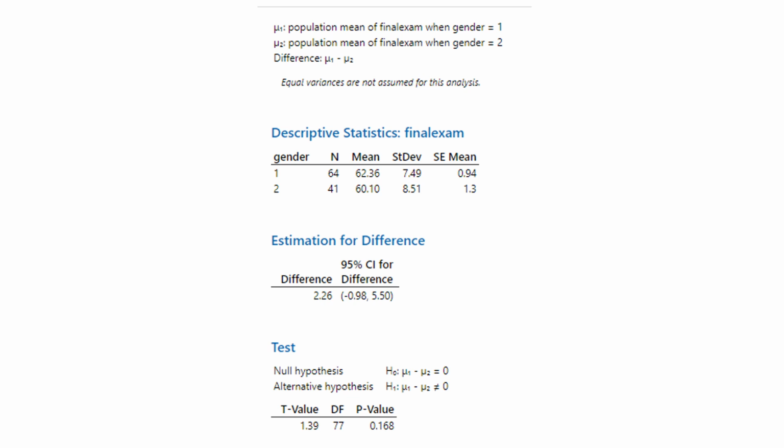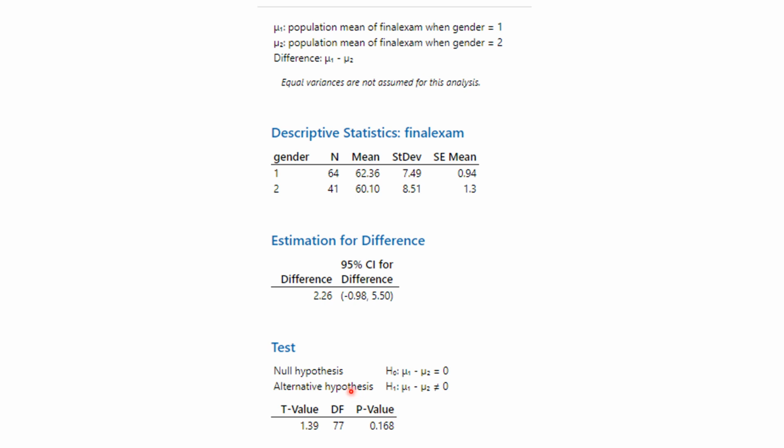And here we see the output. So clearly we see for gender, if we go back to our coding, what does a 1 mean? I believe 1 represented females, so we have more females than males in our group. And we do see that females have a slightly higher mean on the final exam than males. That's not very big, but is it significantly different? And we see our T statistic, and we see our P value for that statistic.